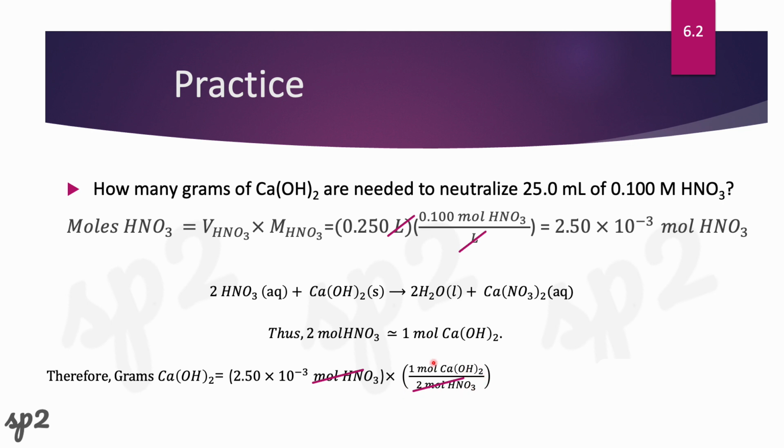The next step must be moles to grams, which is going to be using the molar mass. 74.1 grams per mole is the molar mass of calcium hydroxide. So the 1 mole down here, you can cross it out with the mole of calcium hydroxide here. And then what I have at the end of my train is the grams of calcium hydroxide, which is exactly what I'm looking for. And that would be 0.0926 grams of calcium hydroxide. That's it. Did you see how easy that was?